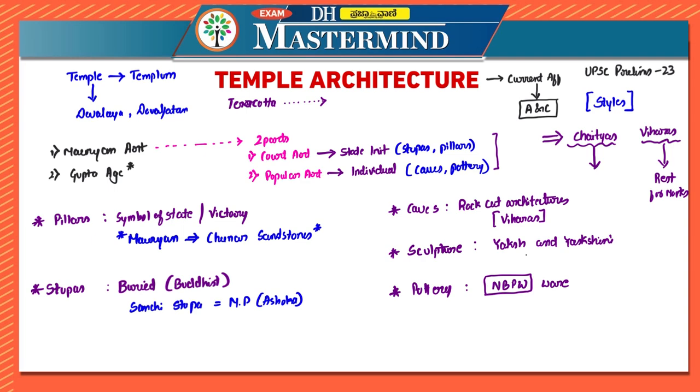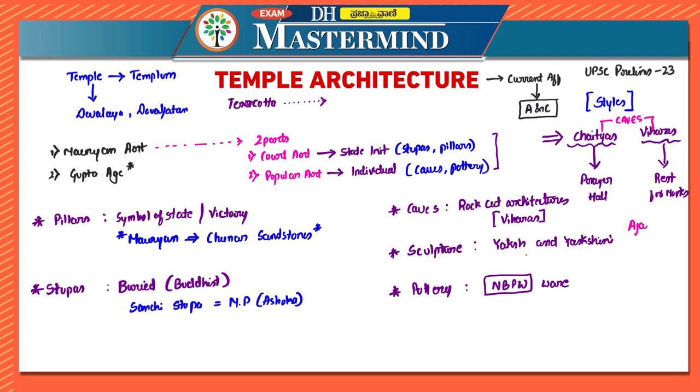And in case of chaityas, it is a prayer hall. Chaityas were a prayer hall and viharas were the place of rest. Okay, so for example, Karla Chaitya in Maharashtra. So it was a prayer hall. And you can see another one is Ajanta caves, because we are discussing here about caves itself. In caves only, chaityas and viharas we were discussing.